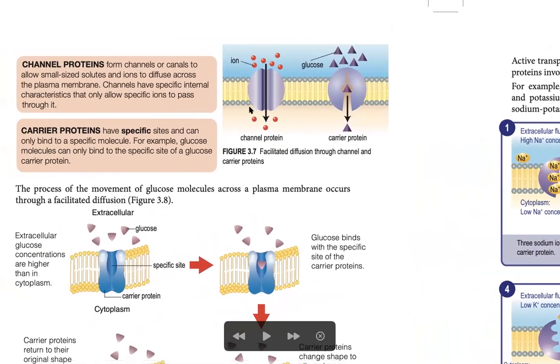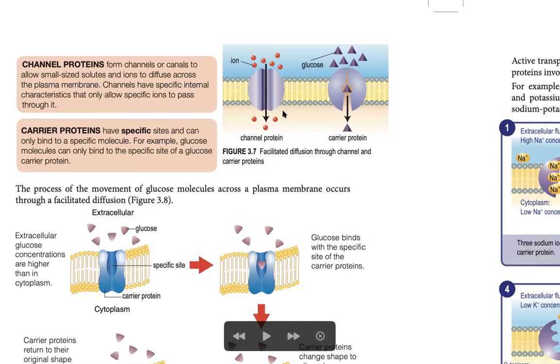Awak tengok ni, kalau channel protein ni yang terus pergi ni, awak tengok. It forms a channel or canal to allow small size solute or ion to diffuse across the plasma membrane easily. Maksudnya dia akan masuk macam tu saja. And the channel has a specific internal characteristic that only allows specific ions to pass through it. Maksudnya walaupun dia adalah channel ataupun ruang yang terbuka, it will only allow certain, tak semualah, ataupun allow specific ion. Maksudnya bakteria tak boleh lalu kat sini.